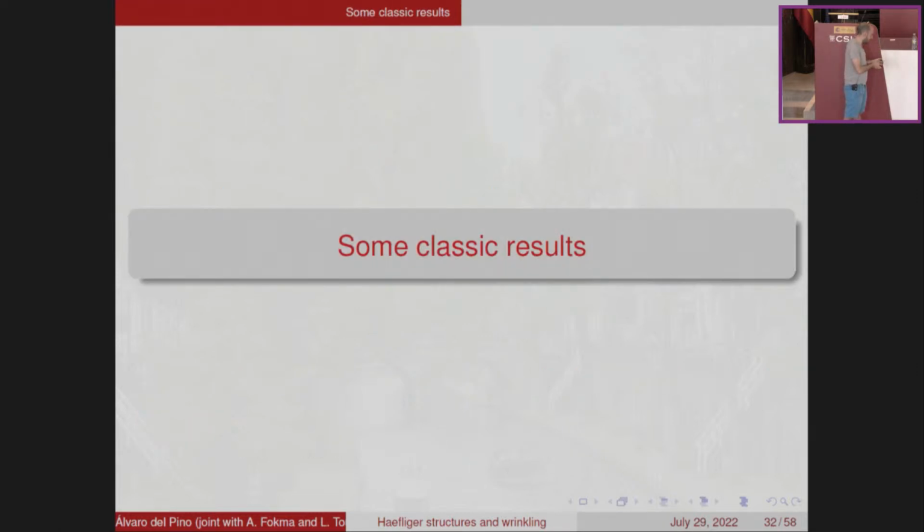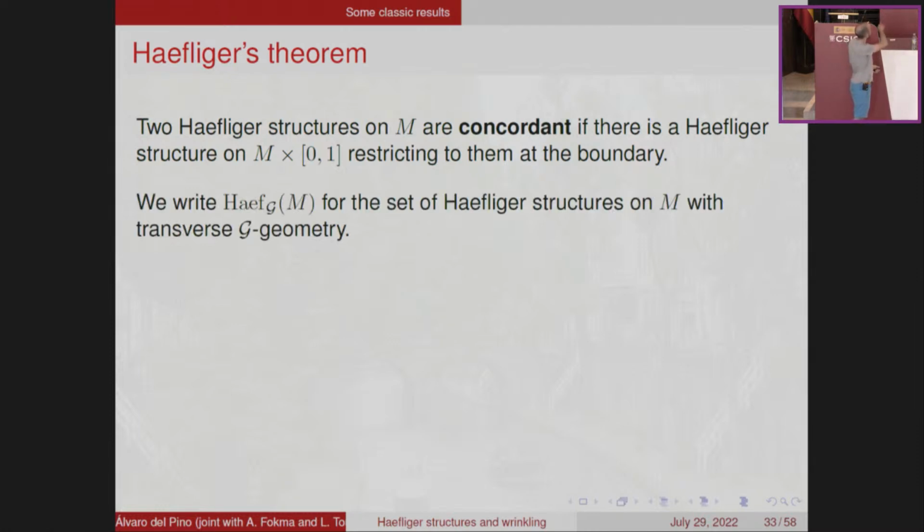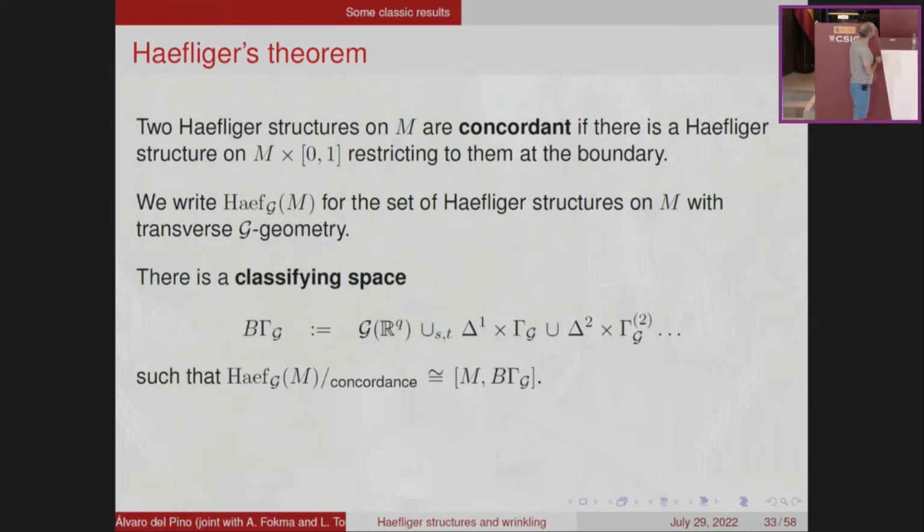Okay, so let me tell you some very nice classic theorems. The paper that kickstarted this area, this is what Haefliger observes right after doing the construction we just saw. He says, now that I have Haefliger structures, I can talk about concordances between them. Again, I add one dimension, and I want a Haefliger structure in the middle that restricts. I'm going to write Haefliger GM for Haefliger structures on M with that geometry. And the beautiful thing is that once you've set up this groupoid story, you get the classifying space for free. This is the nerve.